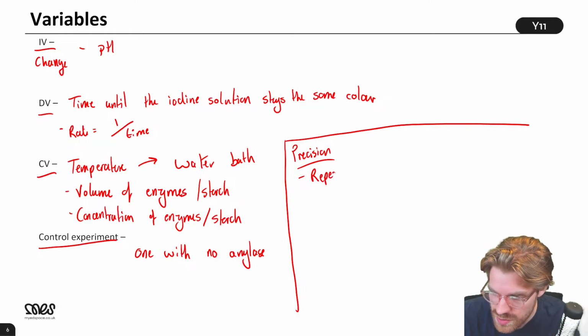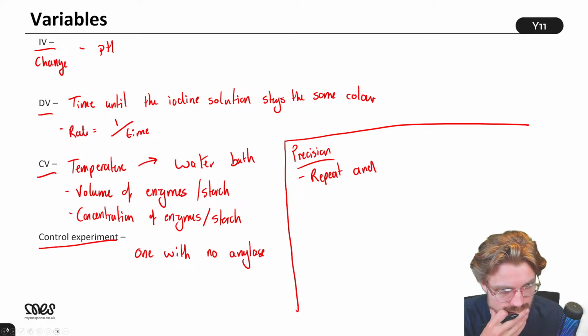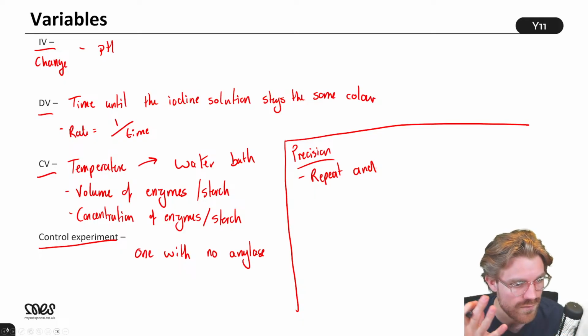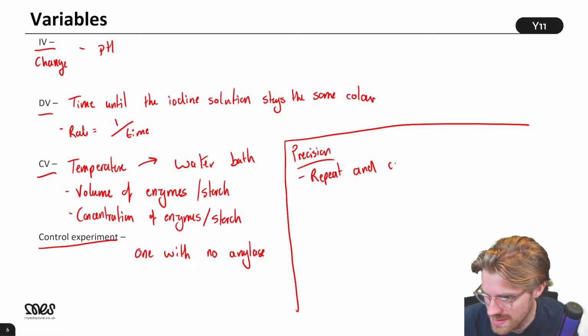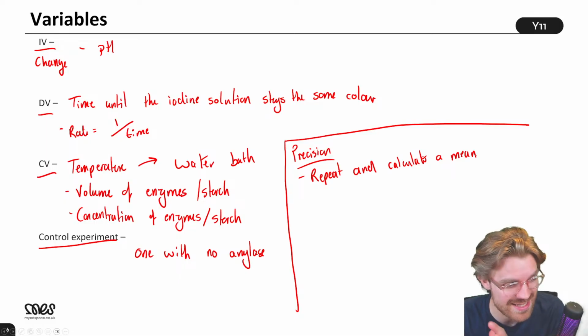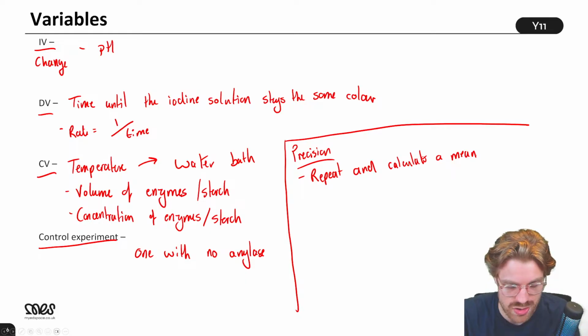I'm not going to get a mark for just saying repeat. And how do I get that mark? I'm going to say repeat and then do what? Very good. Yashi saying calculate a mean. Yes, repeat and calculate a mean. And we could also perhaps say removing or identifying anomalies as well. Fantastic there, Farhan and Kira too.